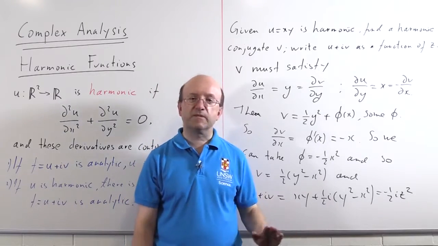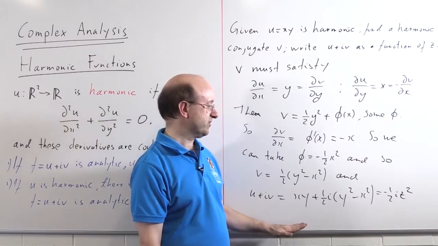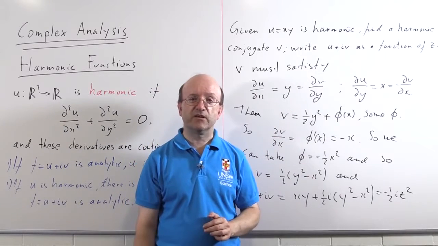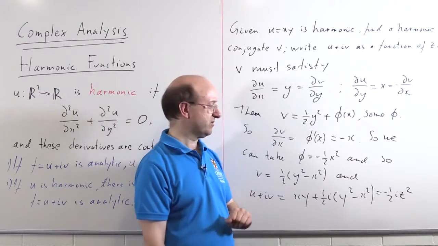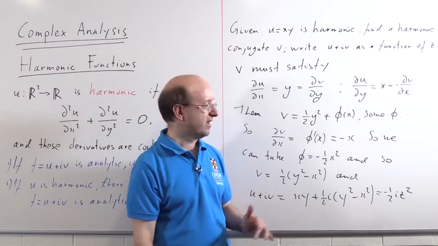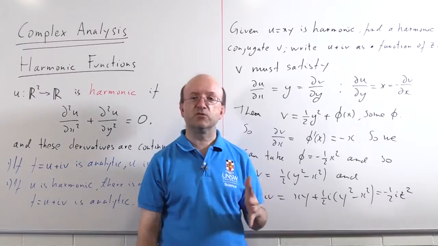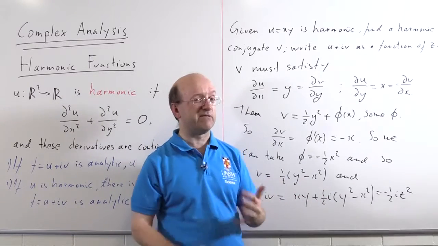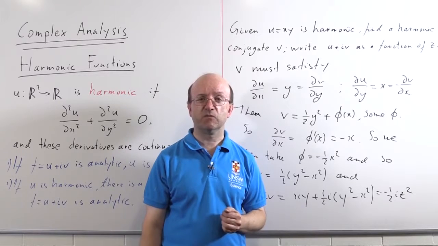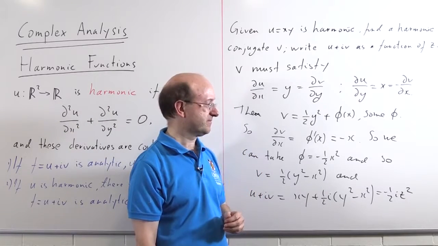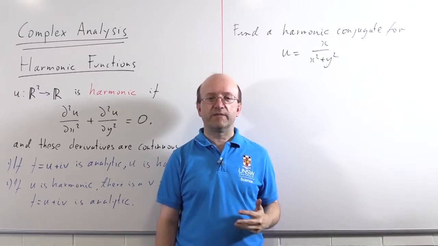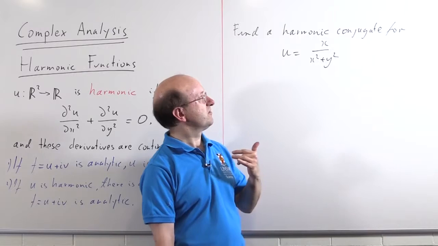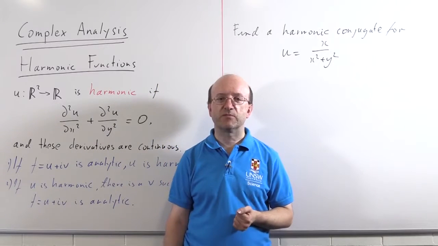Now, it is also possible, in fact, to use this idea of analytic continuation to short circuit most of these calculations. And for certain problems, it's easy to do that, not perhaps for this one. So what I'm going to do is show you another example, which would be very difficult to do in this way, but in fact works out quite nicely with analytic continuation. All right, so here we have another example. I'm going to try and find a harmonic conjugate for u is x over x squared plus y squared.